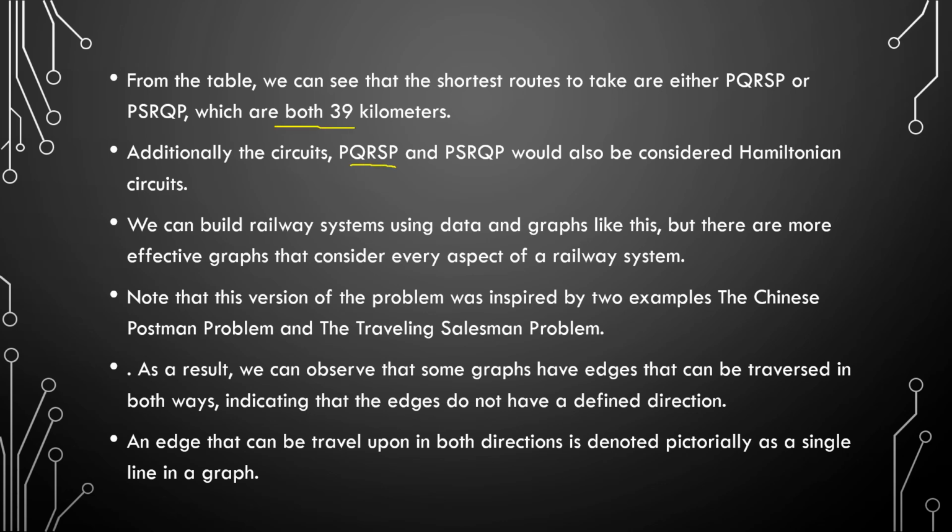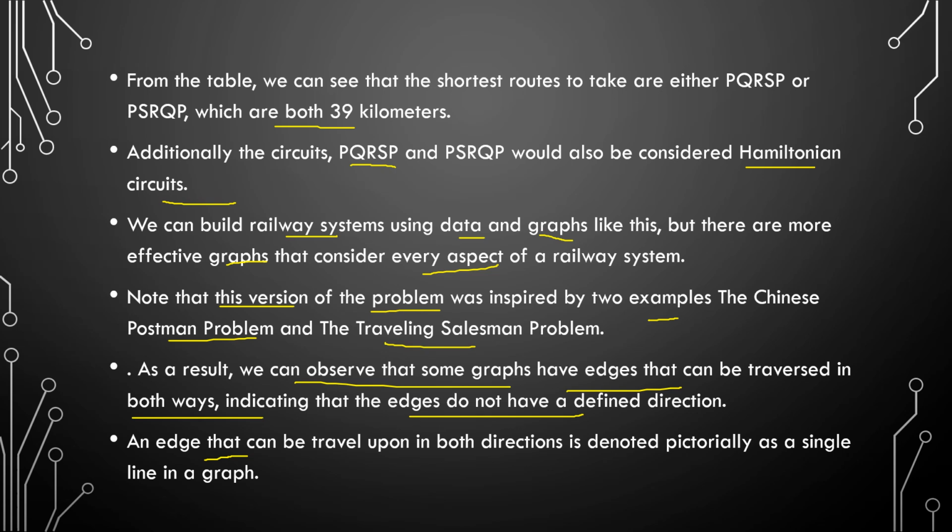Additionally, this circuit would also be considered a Hamiltonian circuit. We can build a railway system using data and graphs like this, but there are more effective graphs that consider every aspect of a railway system. Note that this version of the problem was inspired by two examples: the Chinese postman problem and the traveling salesman problem. As a result, we can observe that some graphs have edges that can be traversed in both ways, indicating the edges do not have a defined direction. An edge that can be traveled in both directions is denoted pictorially as a single line in a graph.